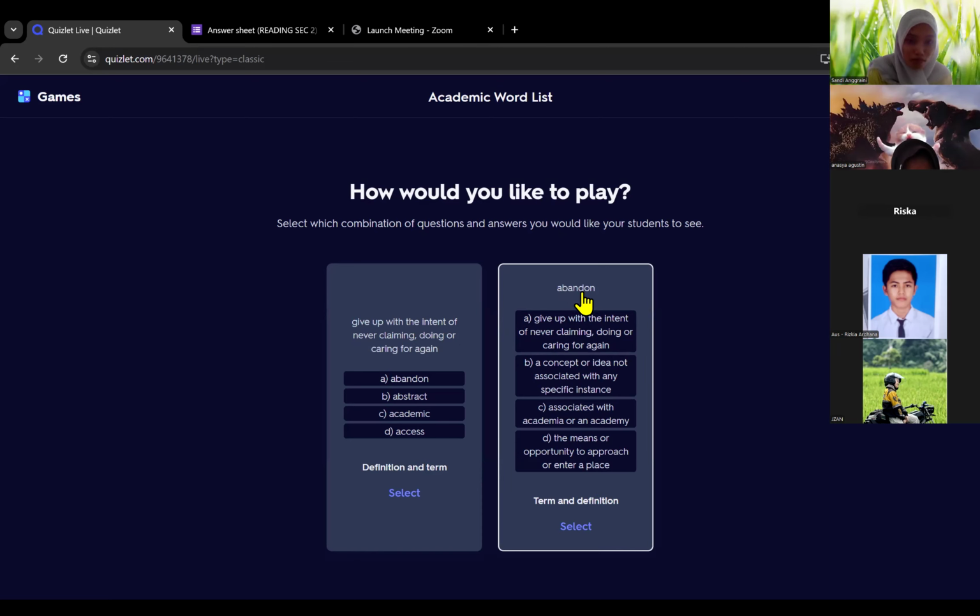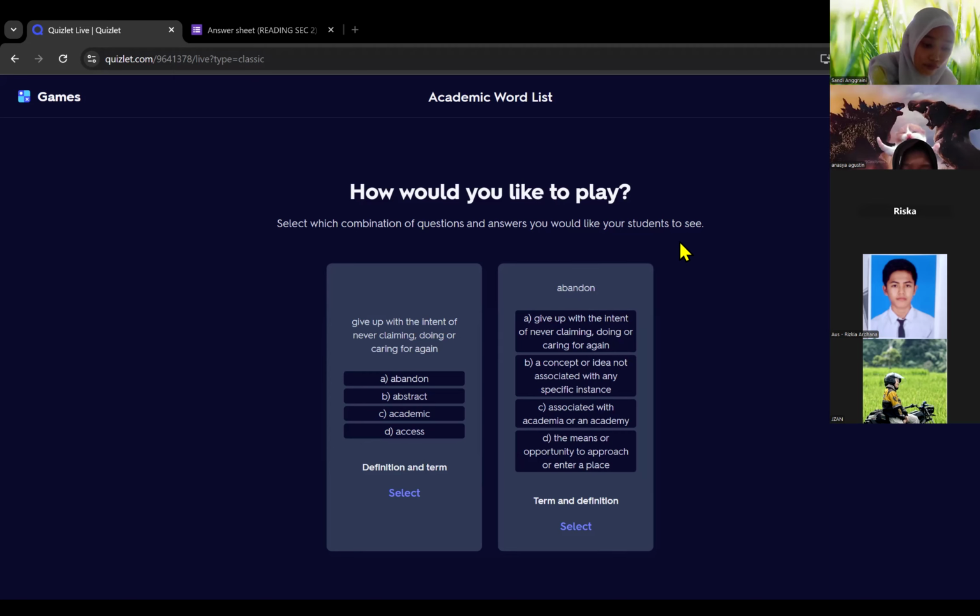For example, this one, abandon. Which one is the definition of abandon? A, B, C, or D? How do you translate abandon in Bahasa? Terasingkan. Terasingkan, that's passive. This is active. What is the active meaning of terasingkan? Diasingkan. That's passive. Still, same with terasingkan. What about the active version of diasingkan? Mengasing, mengasingkan, or meninggalkan. All right. So abandon means meninggalkan. So which one is that? A, B, C, or D? A, that's right. So your job is to match the definition and the academic word.